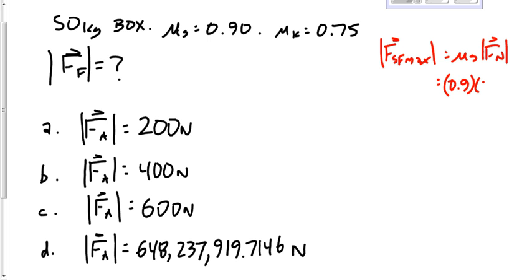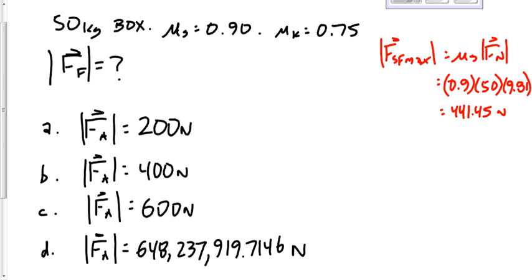0.90 times 50 times 9.81. What does that work out to be when we do that? 441.45. So that's not the answer to any of these questions. This is just the maximum possible force of static friction. Remember, static friction is that stubborn force. It pushes as hard as it needs to push.